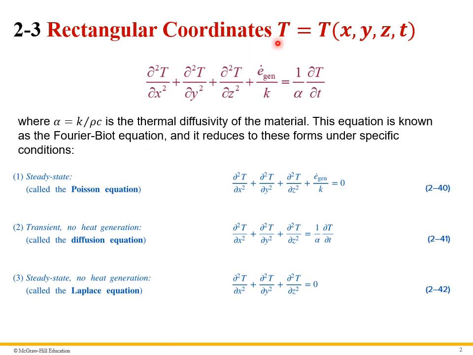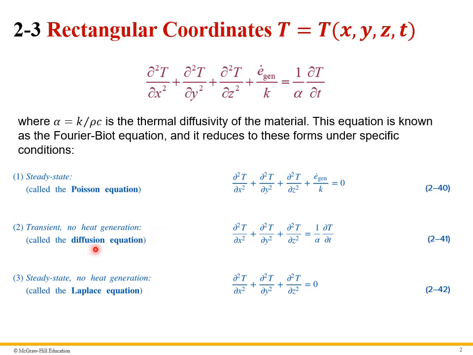So for rectangular coordinates, they are functions of x, y, z, and t. So it's fairly easy to extend the one-dimensional case we had in the last lecture just by adding two additional terms. And so again, if in steady state, the right-hand side is 0, this is referred to as Poisson's equation. And you see this equation in various other physics and engineering courses. For example, you see this in E&M and also in fluid flow and all kinds of other subjects. These equations just keep popping up.